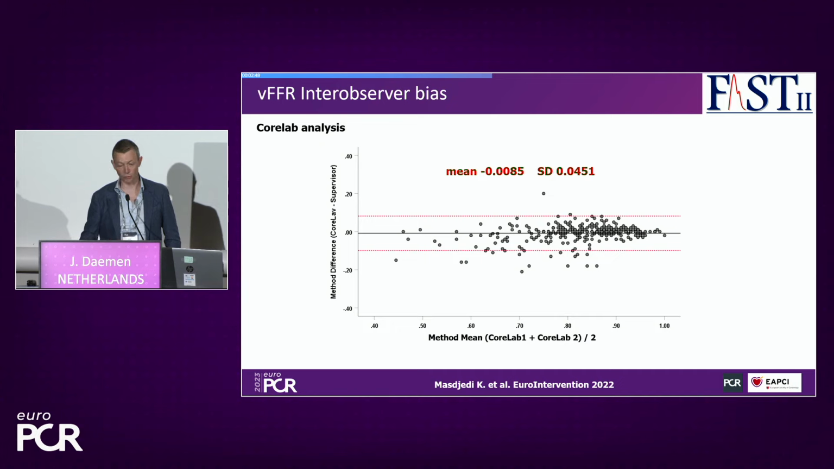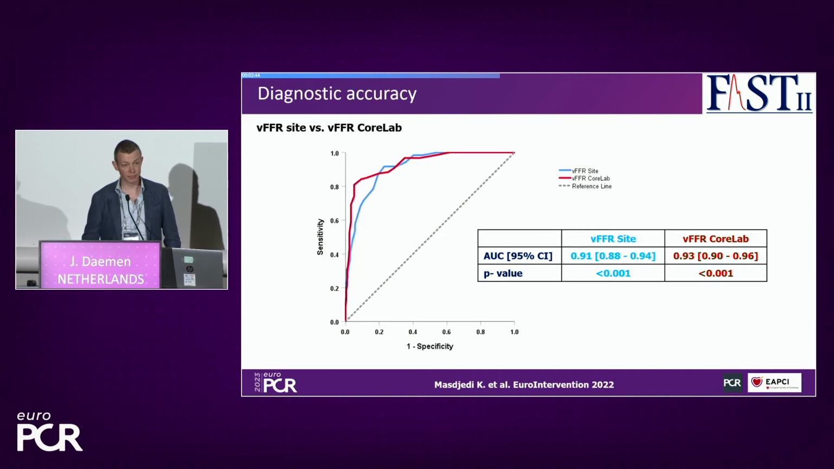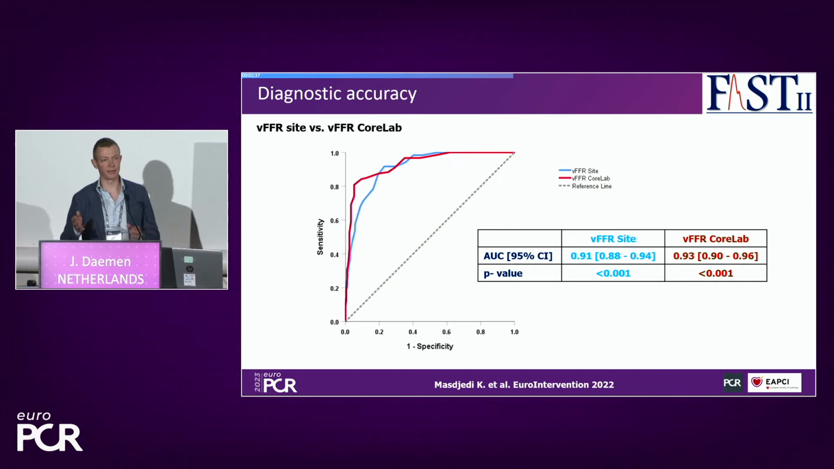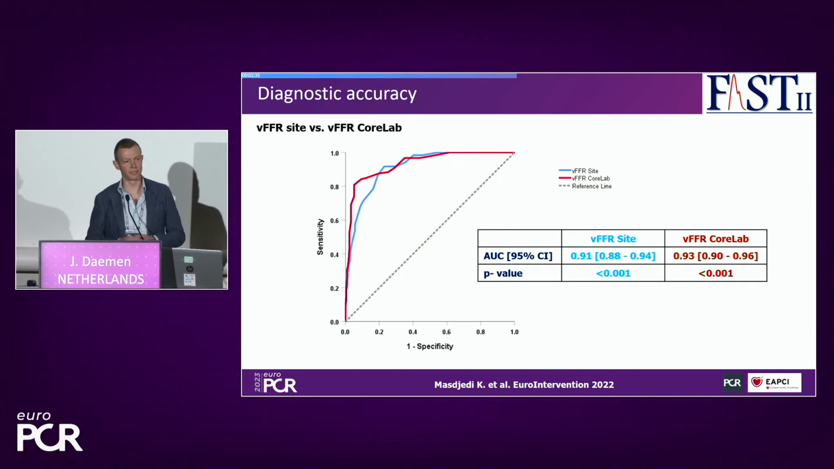Again, mean bias 0.008 if you analyze this in a core lab. But importantly, this technology is not meant for the core lab. This technology is meant to be used in routine practice. And if we compare the accuracy of VFFR as computed by the core lab versus the value computed in the individual sites, we were able to conclude that the diagnostic accuracy was very good and comparable between both ways of analyzing, both in the core lab as well as on site.